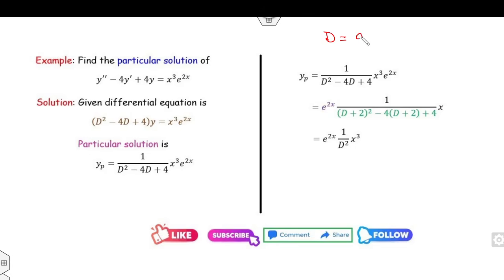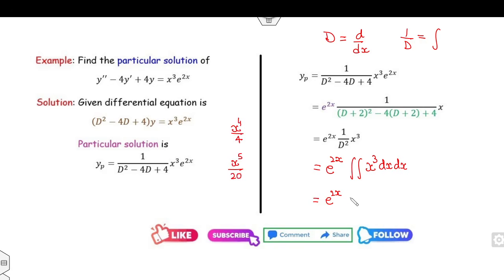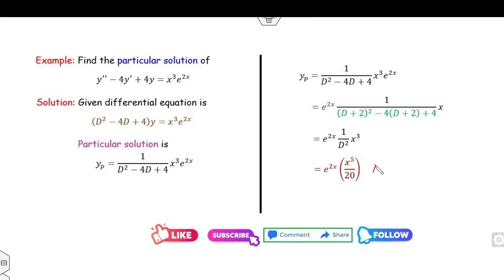Now what is D? D is d over dx, and 1 over D is the integration. So 1 over D square means double integration of x cube. The first integration is x to the 4 over 4. The second integration is x to the 5 over 5 into 4. So the answer is x to the 5 over 20, which is the right answer of this problem.